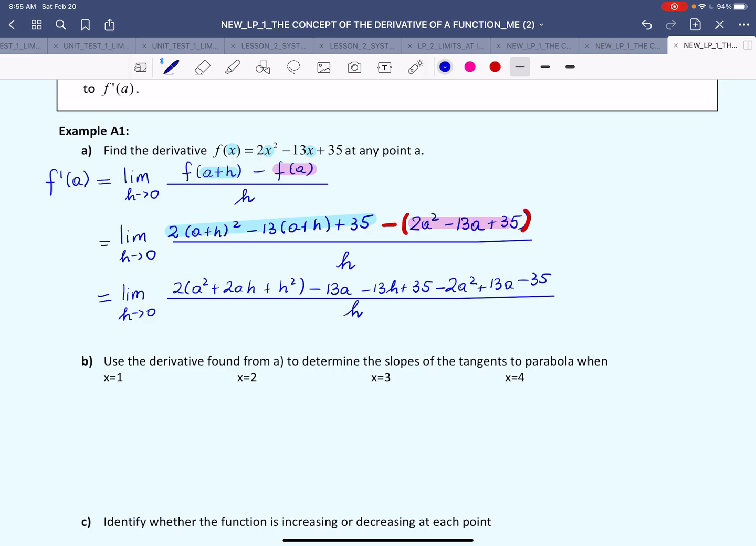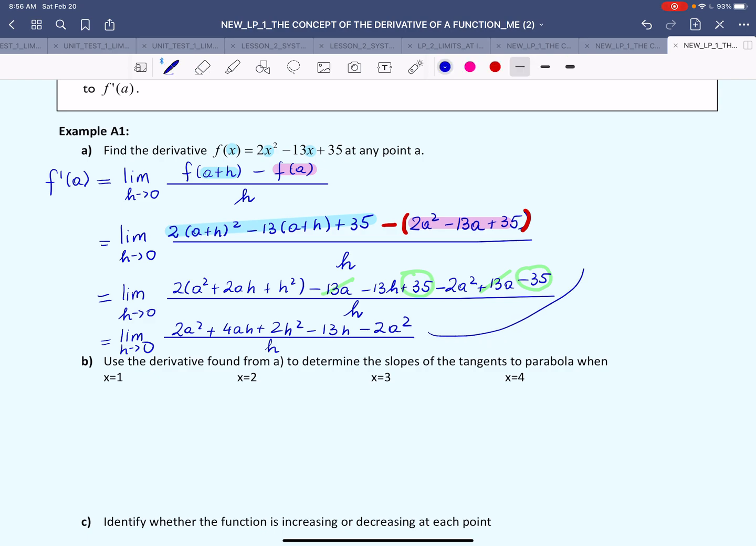And now we are going to start simplifying as many terms as possible. So what I do see in here is 13a and negative 13a. I also see plus 35 and minus 35. And here we go. We have here the limit as h approaches 0. Another long line for this very long expression. And we have 2a squared plus 4ah plus 2h squared minus 13h minus 2a squared all over h.